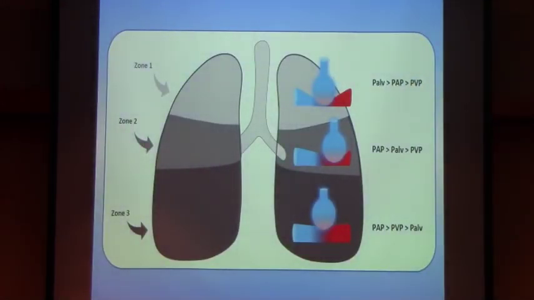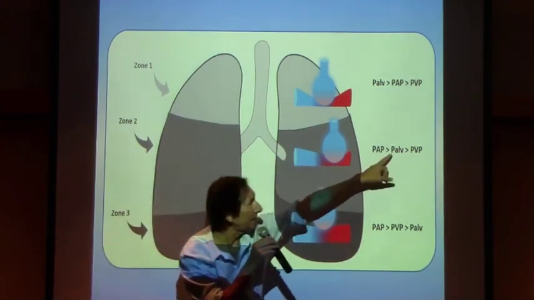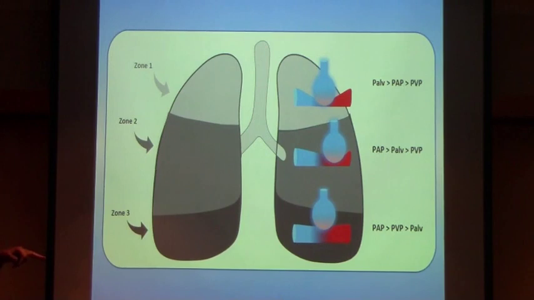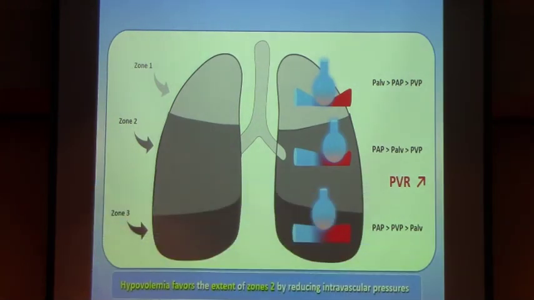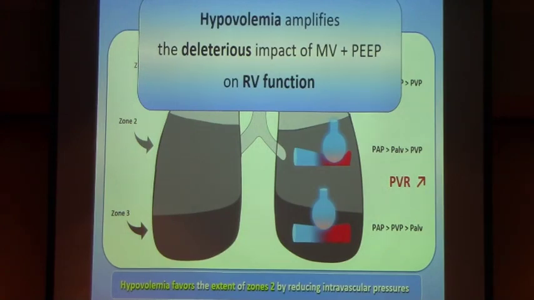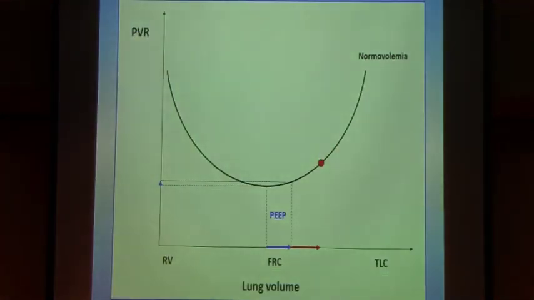Look at this representation of the West zones. Here you have extended zone 3, more zone 3 than zone 2. And now, just imagine, you decrease the pulmonary venous pressure by hypovolemia. You decrease the pulmonary venous pressure, so now the alveolar pressure can be higher than the pulmonary venous pressure. And you have more zone 2 conditions. And now you have an increase in the pulmonary vascular resistance. So hypovolemia should increase the resistance of the pulmonary vessels. And this is not good for the right ventricle. So hypovolemia amplifies the deleterious effects of mechanical ventilation plus PEEP on RV function.